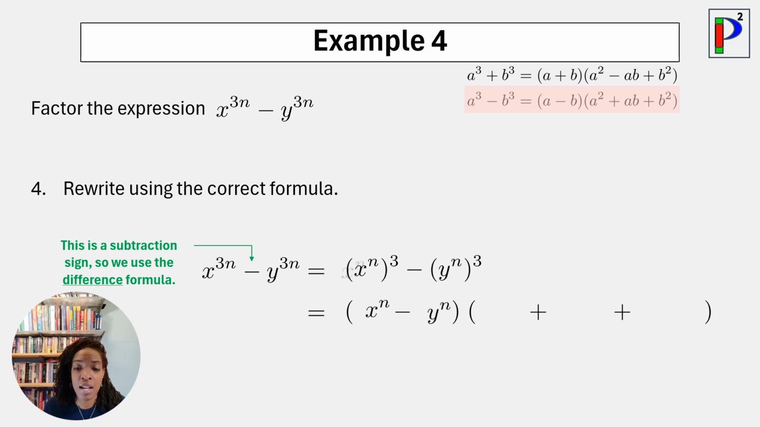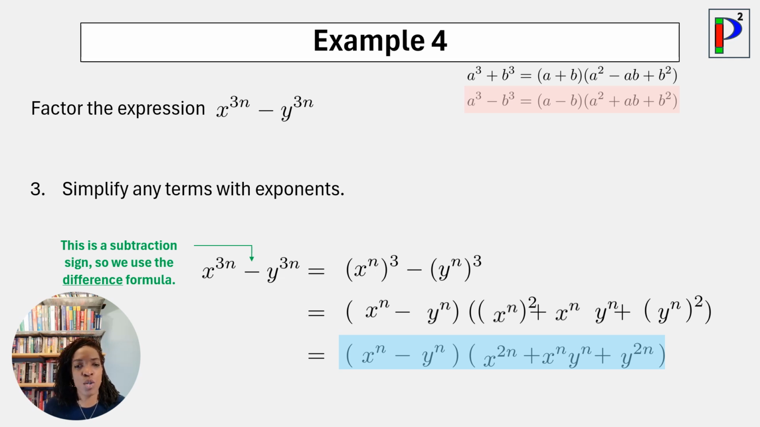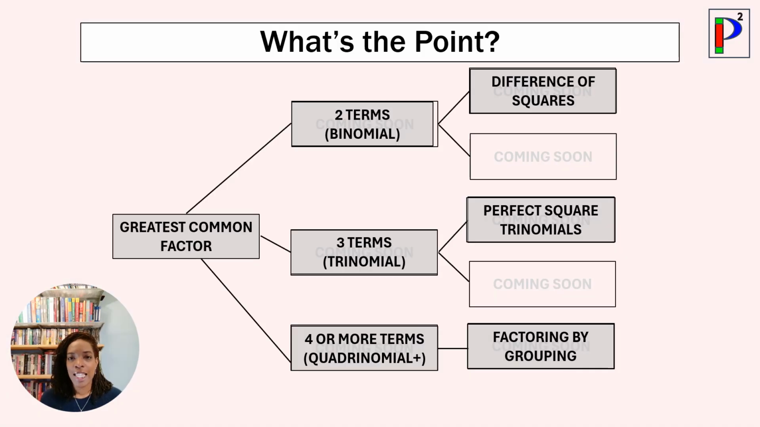X to the n, y to the n, x to the n quantity squared, x to the n times y to the n, and then y to the n quantity squared. I'll need to simplify any exponents, and I see a couple, so x to the n squared will become x to the 2n, y to the n squared will become y to the 2n. And we're done.